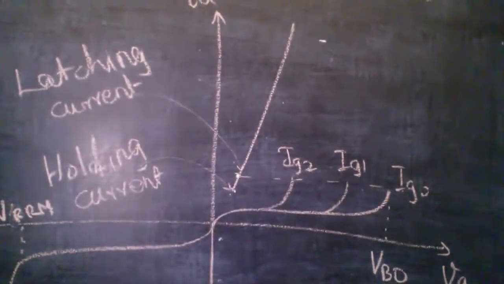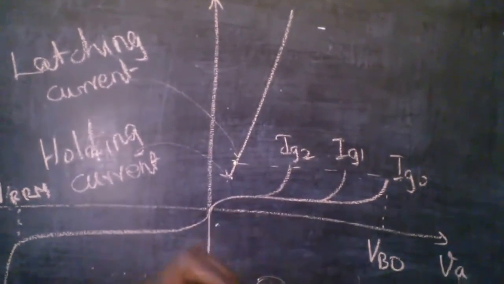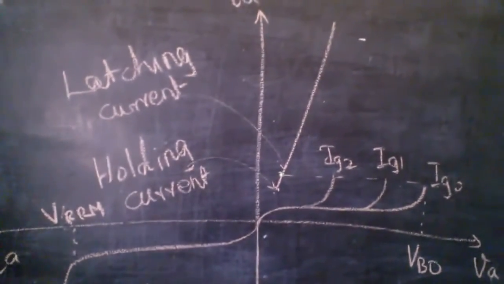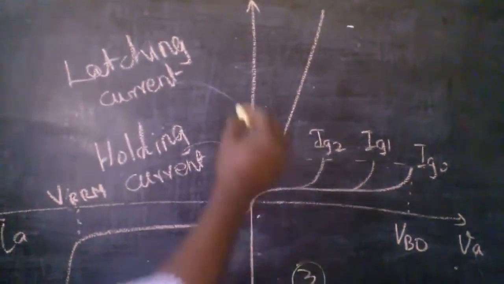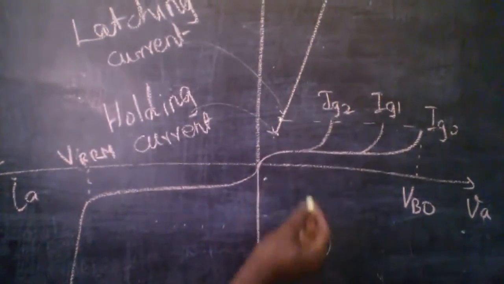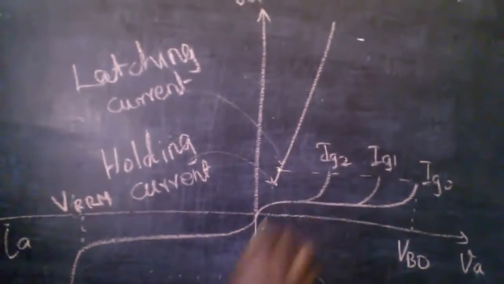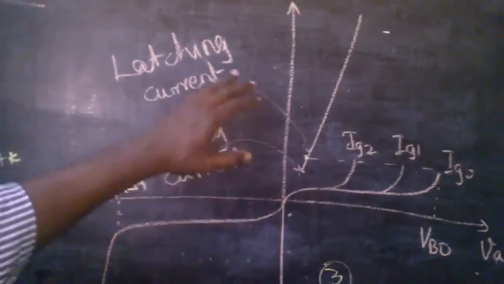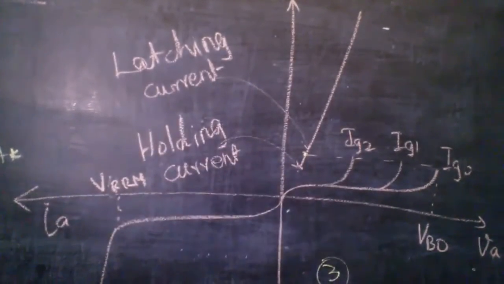What is the holding current? Holding current is nothing but the minimum current we need to maintain so that the device stays in the on condition. If the anode current is less than the holding current, the device will turn off, that is, from the on state into the off state. So these are the 2 important currents associated with the characteristics.